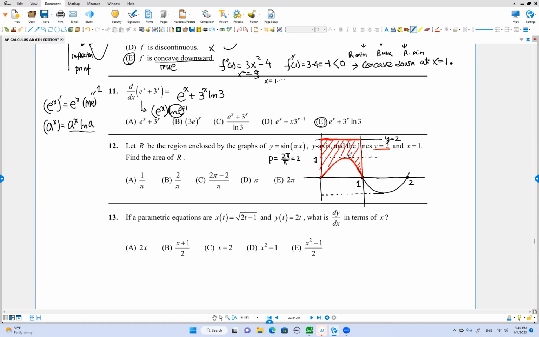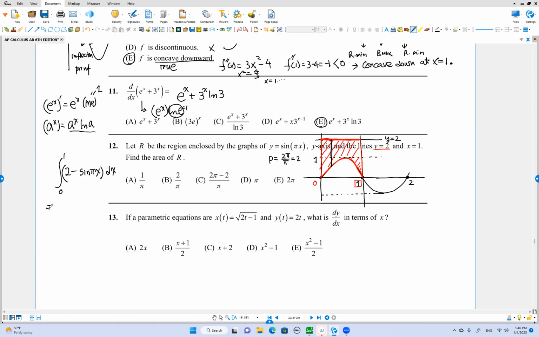We take the integral from 0 to 1 over here, okay? This is the length, from here to here. We're going to take this length from 0 to 1, that is the area. So you can take this one, 0 to 1. The upper graph is y equals 2 minus the lower one, y equals sine pi x. We take the integral from 0 to 1, that's the area, okay?